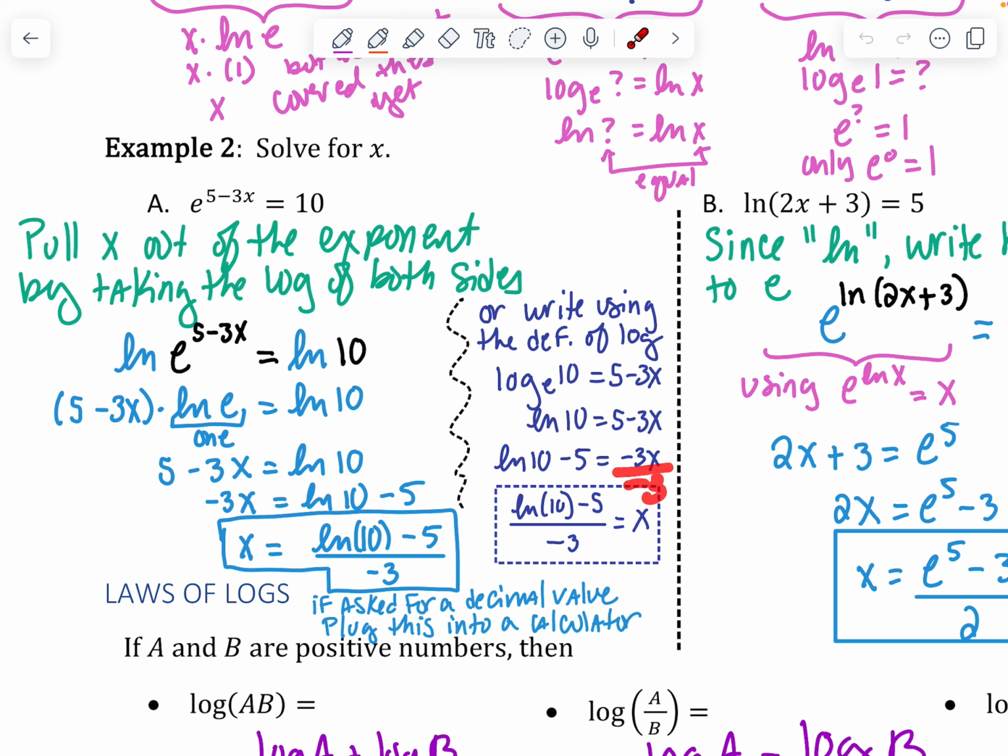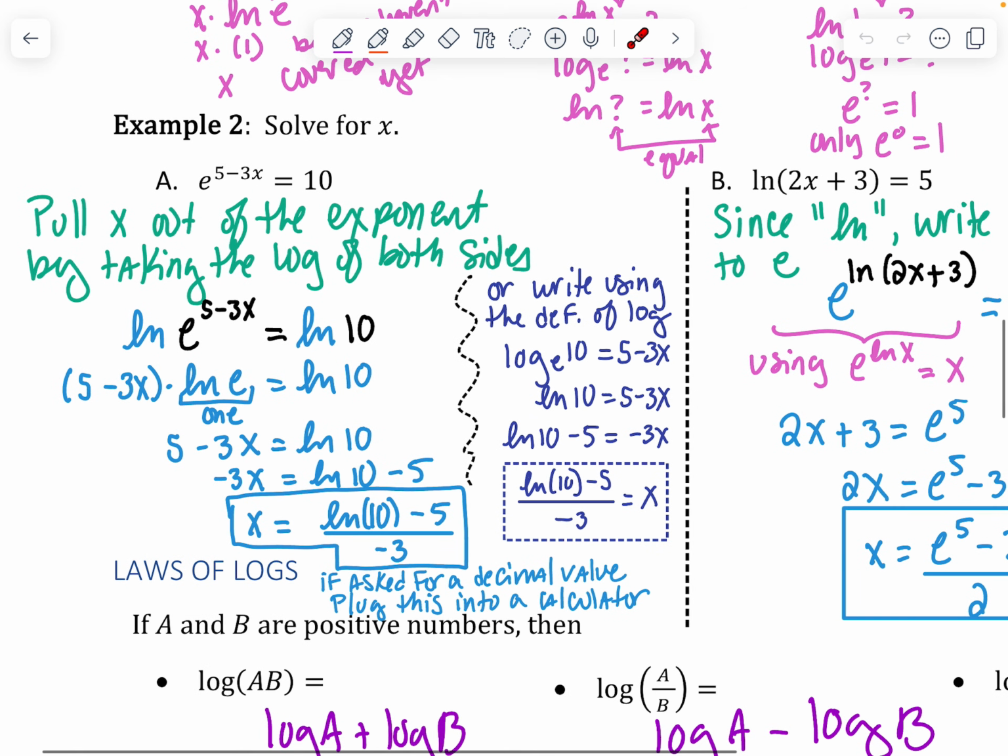I would divide by -3, and I've got this answer over here. Now, using some properties of logs that we'll discuss in a minute, but you may already know, what I'm allowed to do is, if I have this original equation in black, which I leave over here in black, I can take the natural log of both sides.